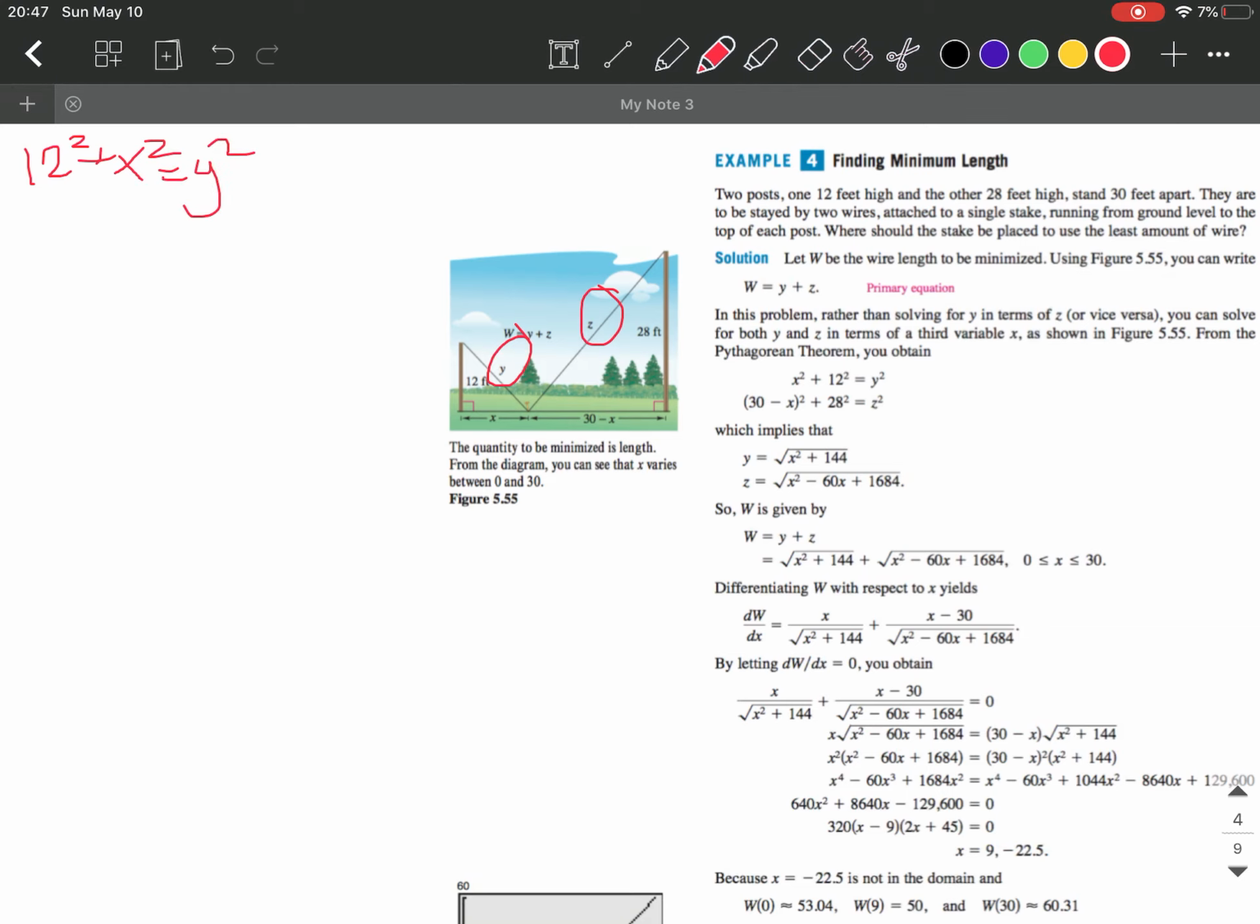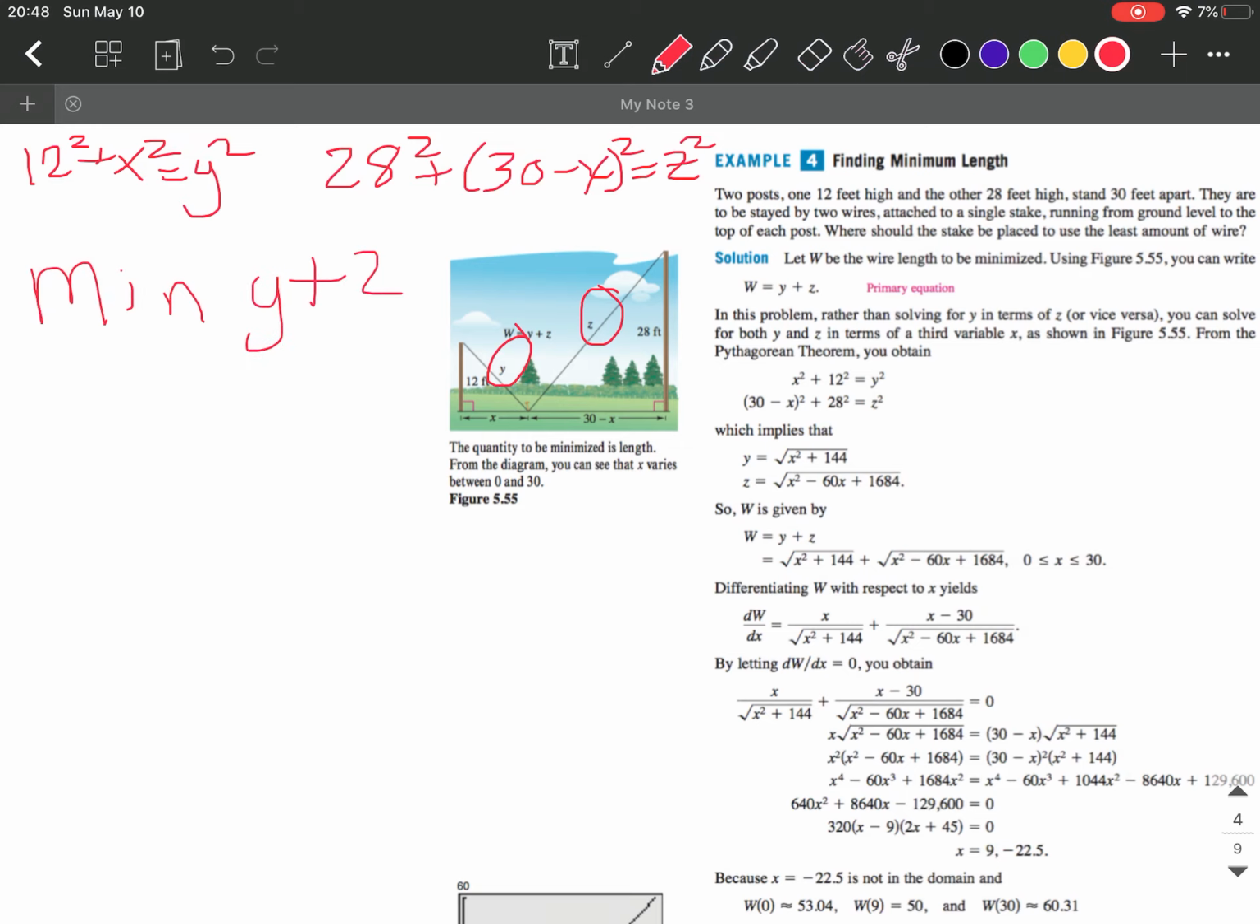That's the first relationship. And the second relationship is 28 squared plus (30 minus x) squared equals z squared. And what do I need to minimize? I need to minimize y plus z. Okay.